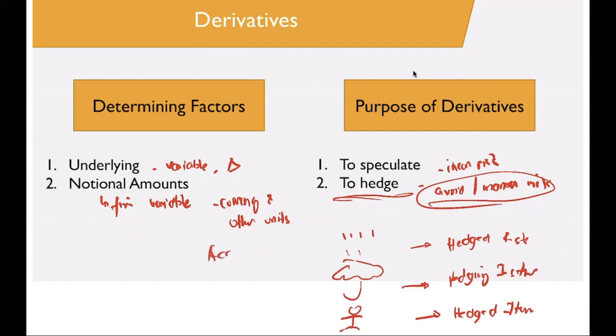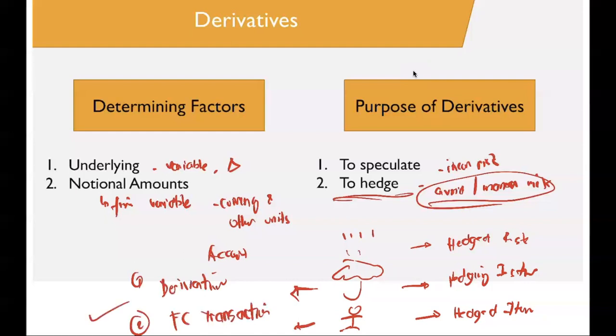So what do we account? Based on our introduction, what will we account? Two items. We account the hedging instrument, which is the derivative. And we account the hedge item, which is the foreign currency transaction. You already know how to account for your foreign currency transaction. Our main focus now is your derivatives.